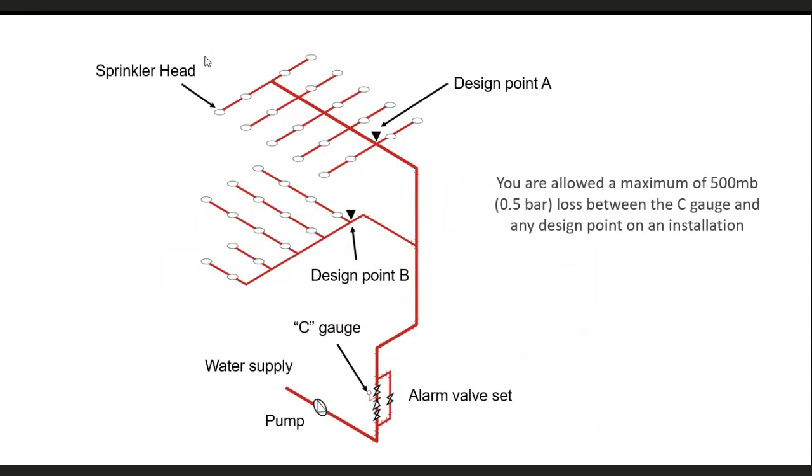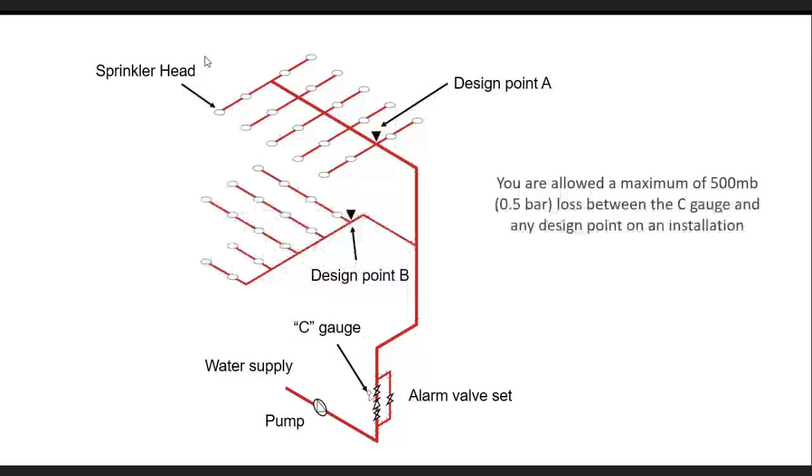So this is the kind of question you'll be looking at in your sprinkler exams, basic and intermediate exams. You've got design points, and you'll be working out the frictional loss from the design point back to the alarm valve. And you're allowed 500 millibar, which is half a bar of frictional loss, between the C gauge and any design point. When I say loss there, you need to take gravity into account as well. So that's frictional loss and static loss.